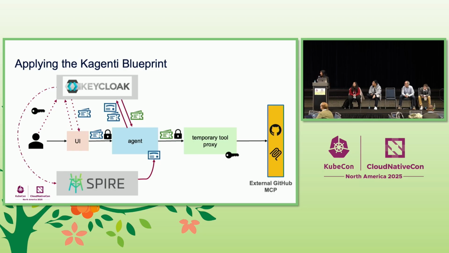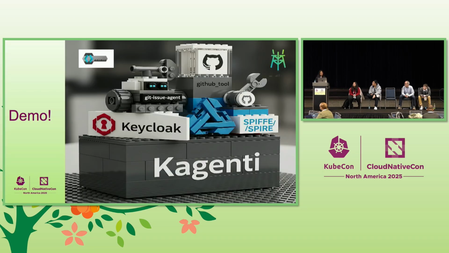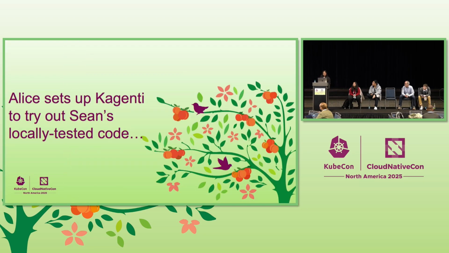So with that, I guess what we can do is go ahead and start getting to the demo. In this demo, Alice has already set up Agentic and is going to try out Sean's locally tested code.